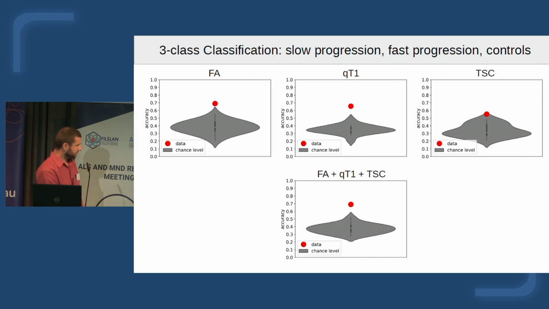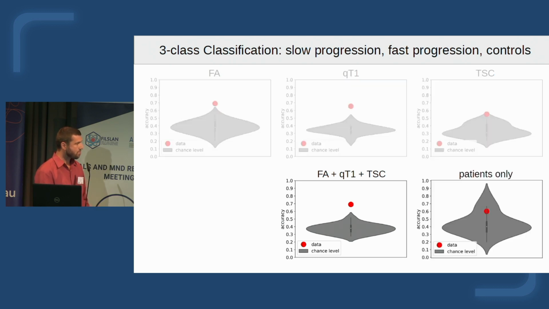And so when combining them, now we've got the same picture as before. We've got a performance that is at the same level as FA, which is the best performance that you've got across the 3 modalities. And we also have performance way above the chance level. So the red dot is away from the gray distribution.